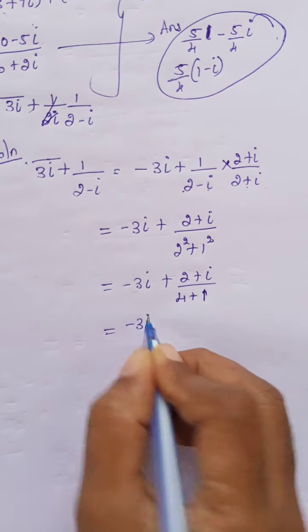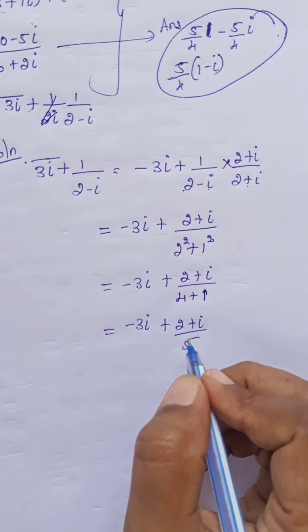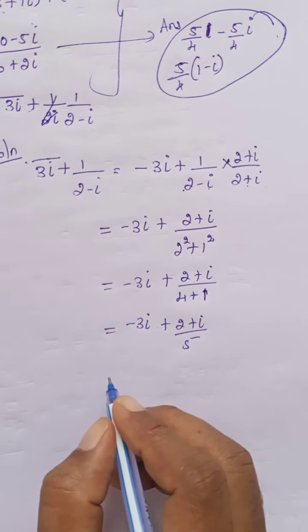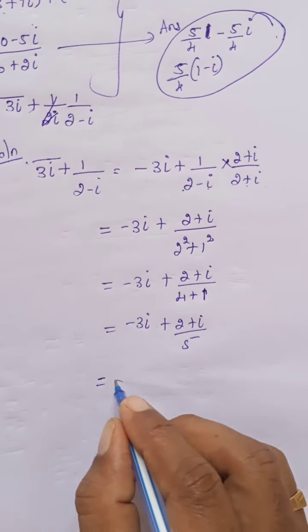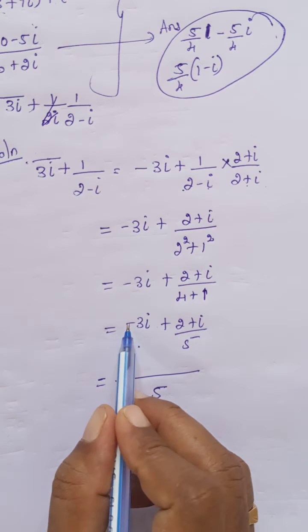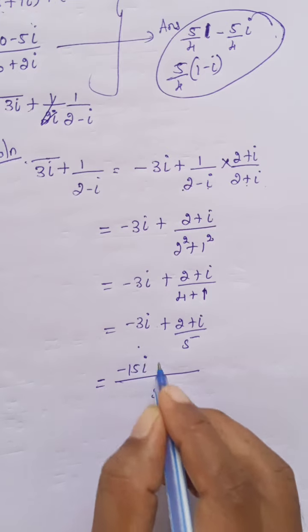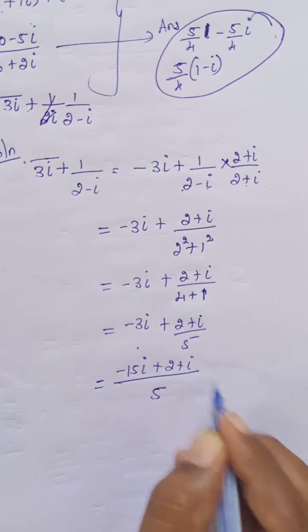So minus 3i plus 2 plus i by 5. Now shall we take the LCM? In order to simplify, we should take the LCM. The LCM is 5. Here there is no denominator, so we have to multiply. So we may get minus 15i plus 2 plus i.